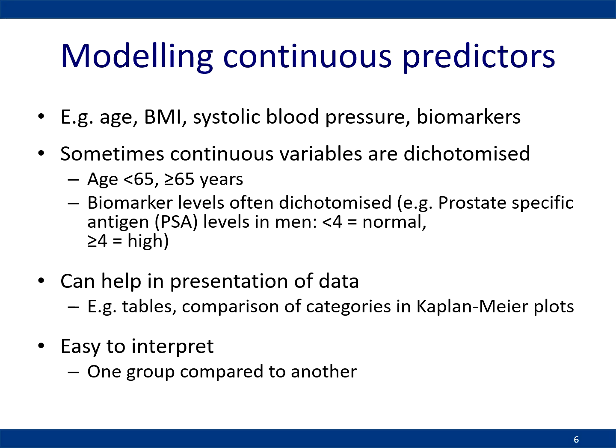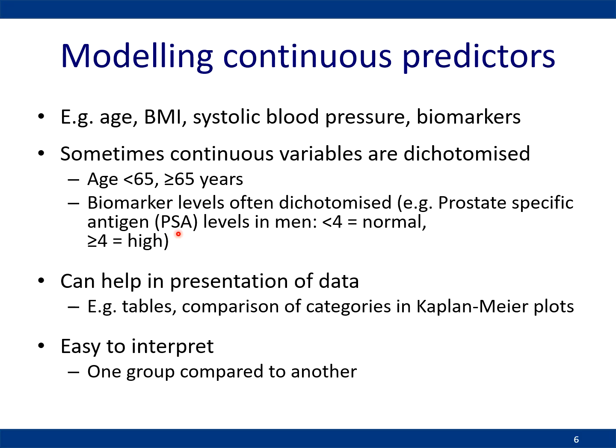We also have continuous predictors that we need to model. Examples of these are things like age, BMI, systolic blood pressure, or biomarkers. These are variables that are measured on a continuous scale. And what you might have seen in some studies is that some researchers decide to dichotomize their continuous variables. For example, they might classify age as less than 65 or greater than or equal to 65 rather than modeling it continuously.